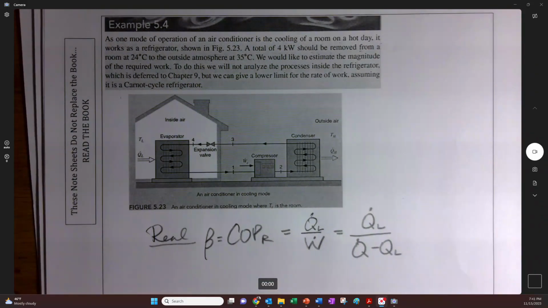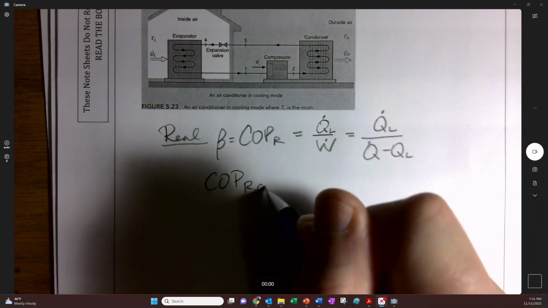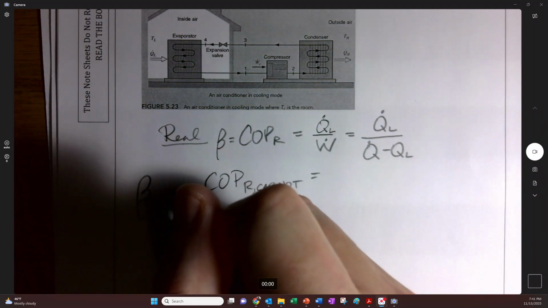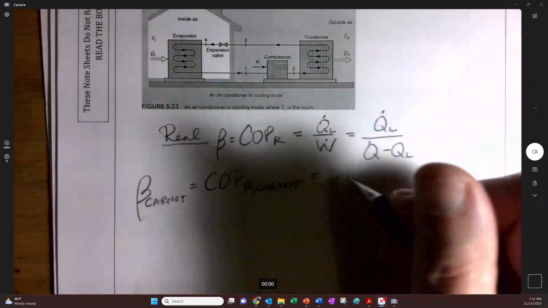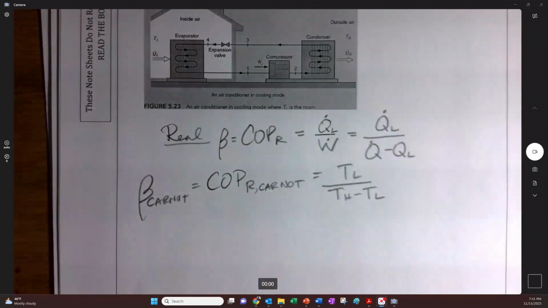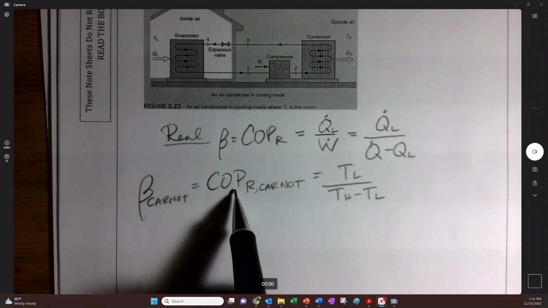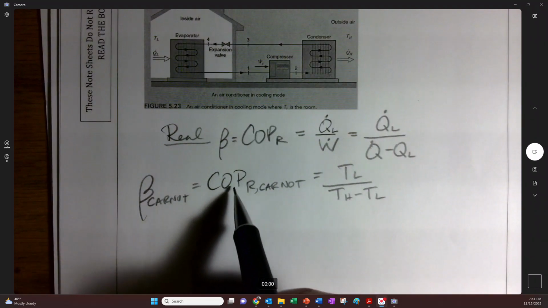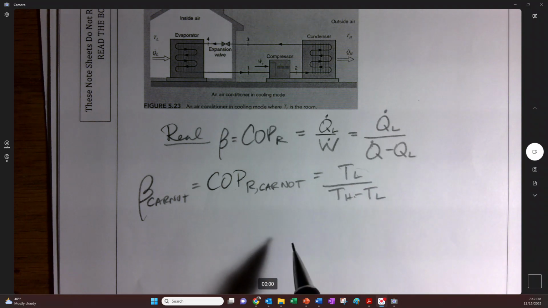But we can also have the Carnot right here. So the COP of the refrigerator Carnot, and we might want to call this beta Carnot, is going to be, we use a temperature scale, right? So it's TL over TH minus TL, right there. So there's your coefficient of performance for a Carnot one. This is going to be the largest coefficient of performance, I should say, that would be possible given these extremes of temperatures.